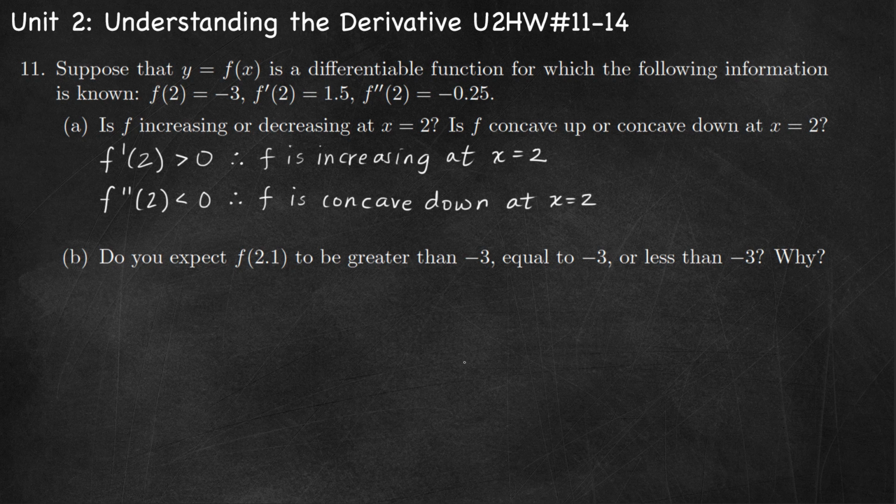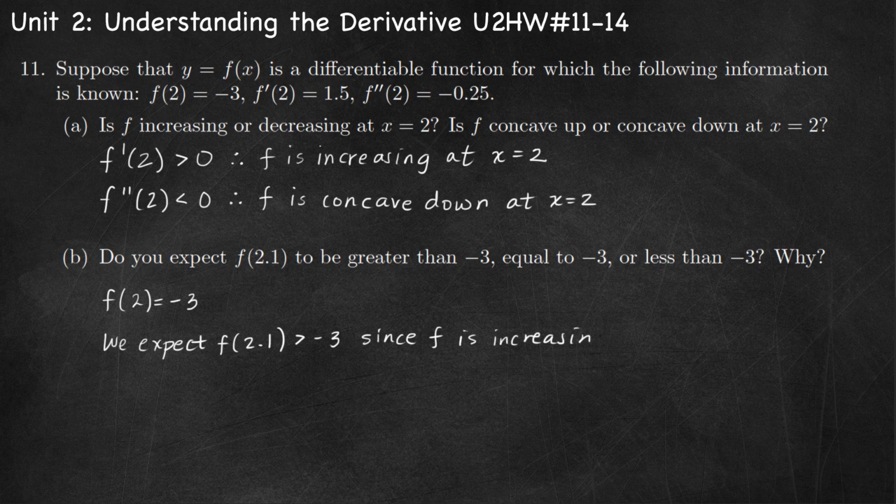Part B, do you expect f of 2.1 to be greater than negative 3, equal to negative 3, or less than negative 3? Well, f of 2 is equal to negative 3, and the function is increasing at that point. So f of 2.1 should be a little larger than negative 3. If our function is increasing, then our y value should be getting larger. So we would expect f of 2.1 to be greater than negative 3, since f is increasing at x equals 2.